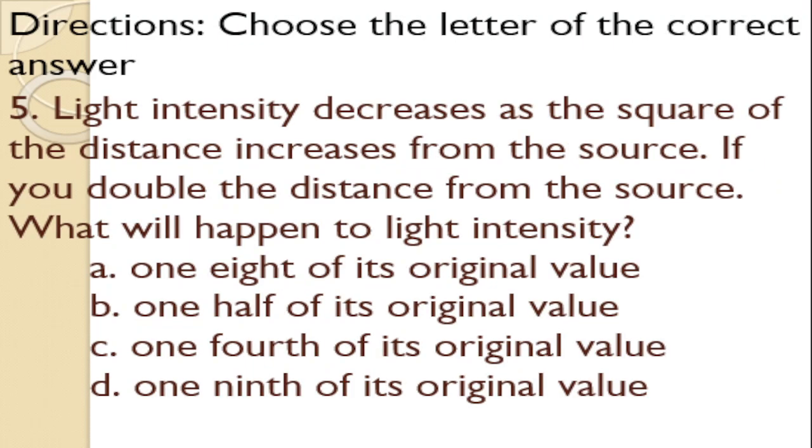Question number 5. Light intensity decreases as the square of the distance increases from the source. If you double the distance from the source, what will happen to the intensity of light? A. 1/8 of its original value. B. 1/2 of its original value. C. 1/4 of its original value. And D. 1/9 of its original value.